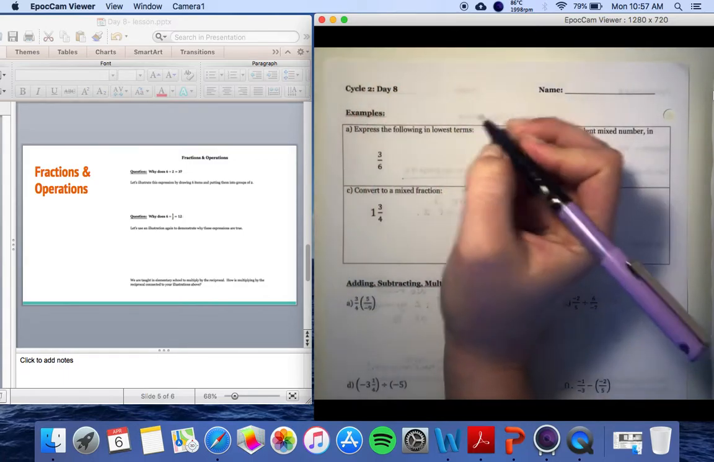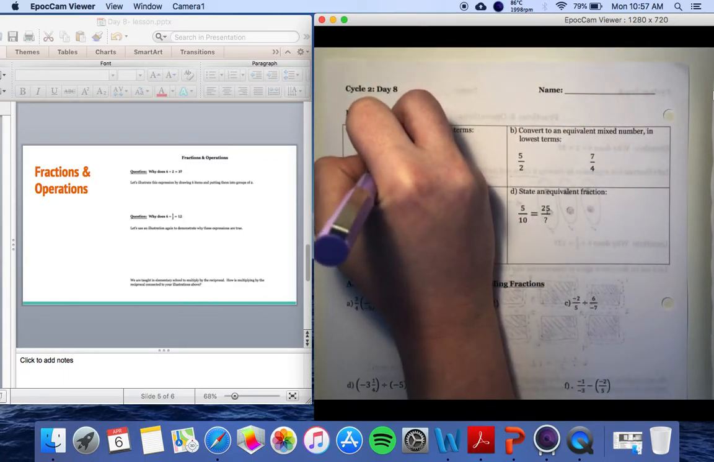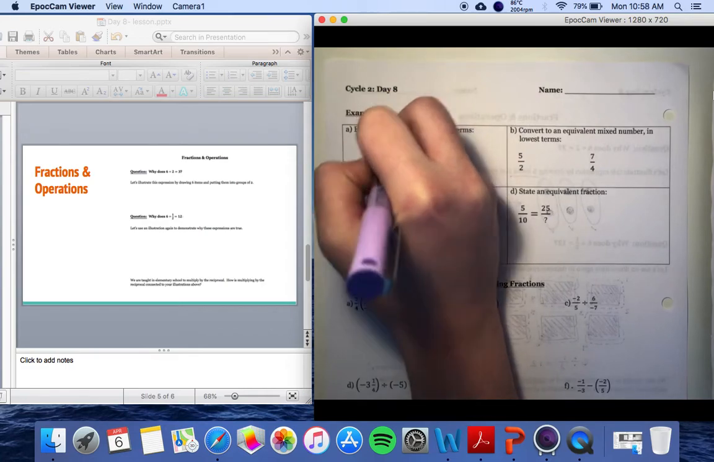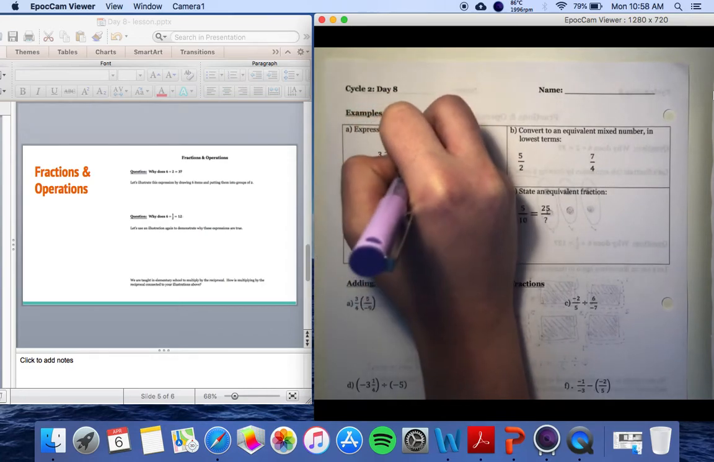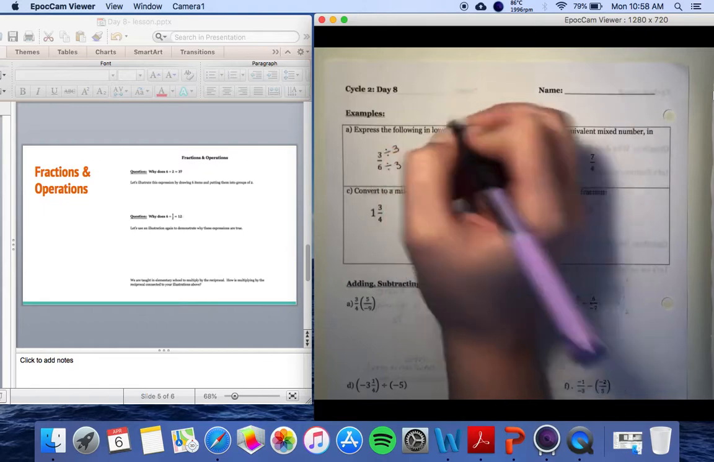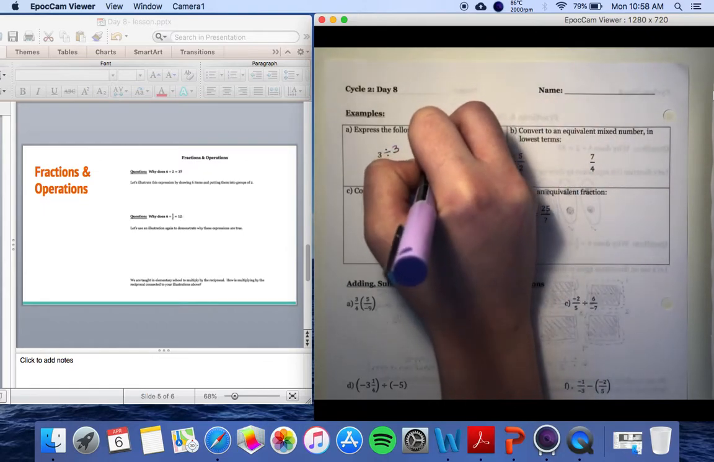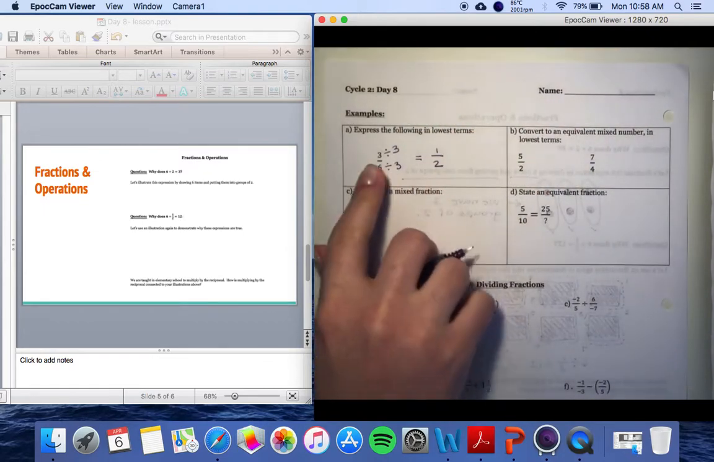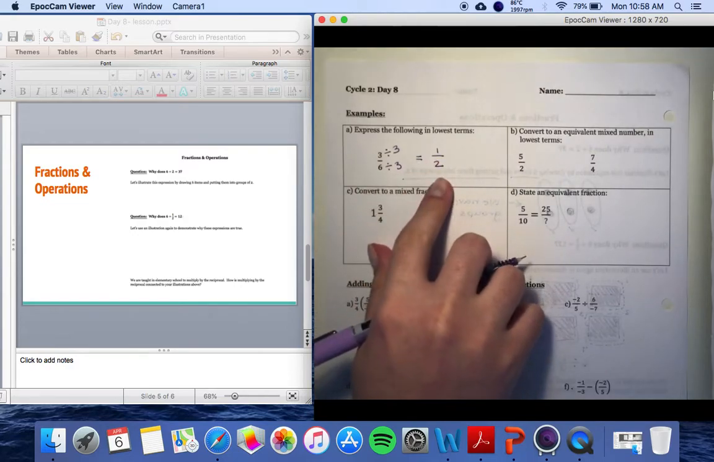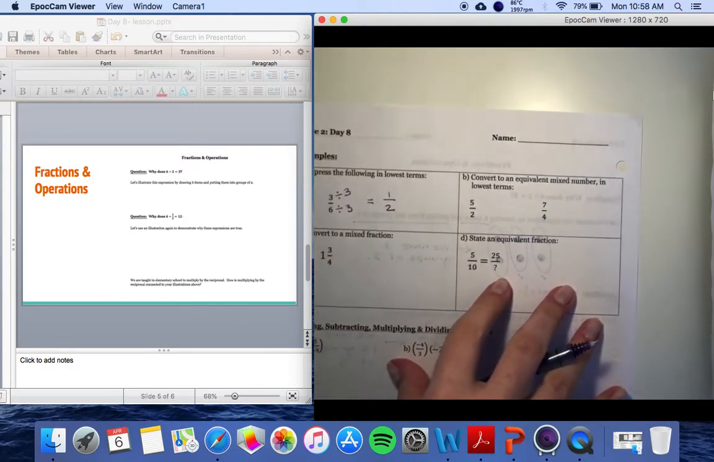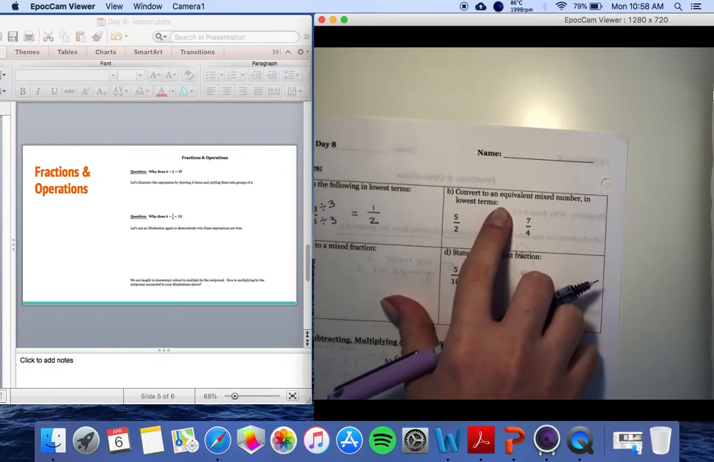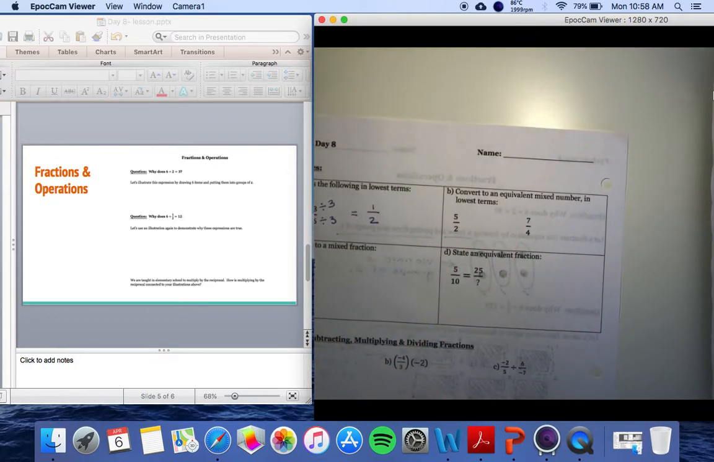So for this case, both 3 and 6 can be divided by 3, which means that my fraction in lowest terms would be 1 over 2. 3 divided by 3 is 1, 6 divided by 3 is 2. Now, we want to convert to an equivalent mixed number in lowest terms.